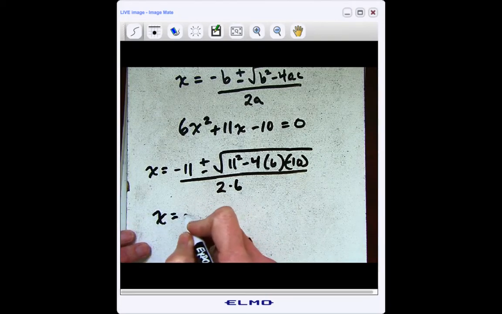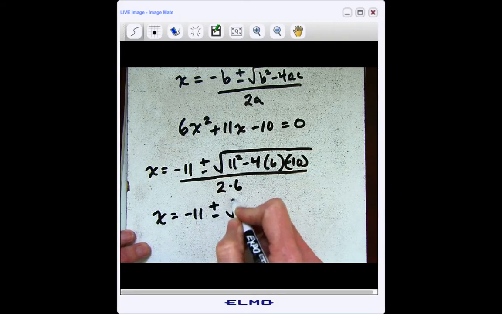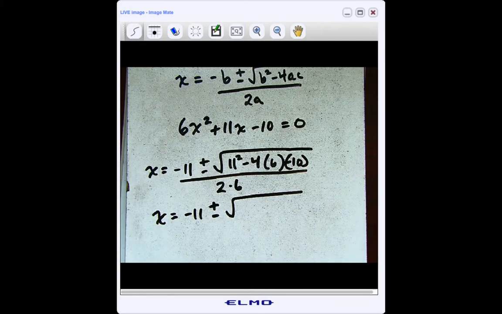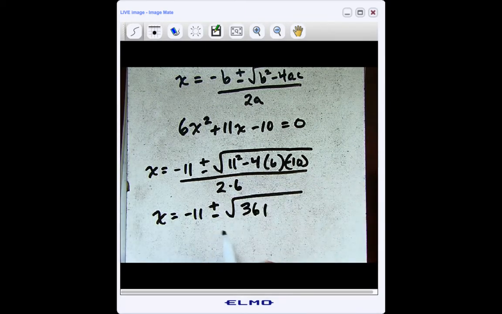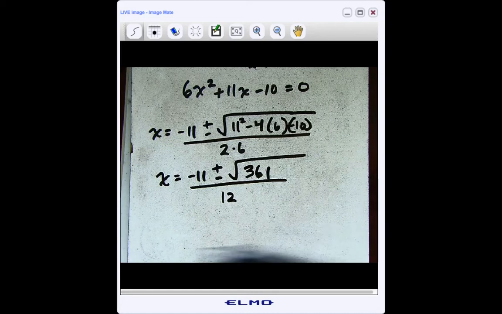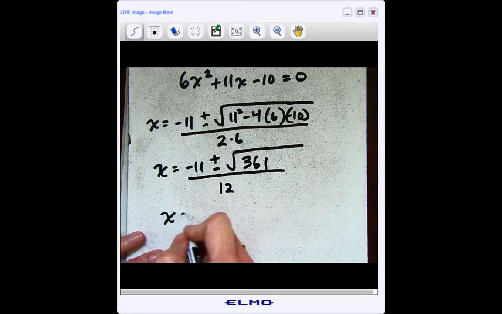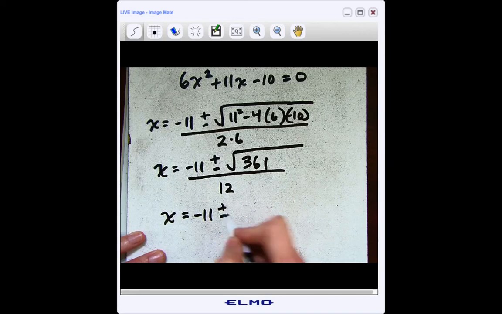x equals negative 11 plus or minus the square root of, I'm just going to do my 11 squared minus 4 times 6 times negative 10. That gives me 361 when I follow order of operations here, divided by 12. Well, the square root of 361 is 19, so I get x equals negative 11 plus or minus 19 divided by 12.